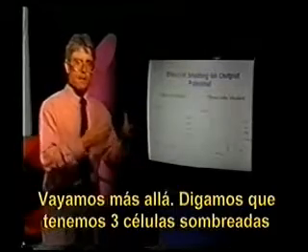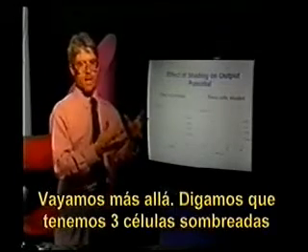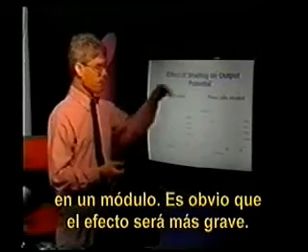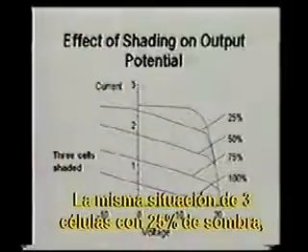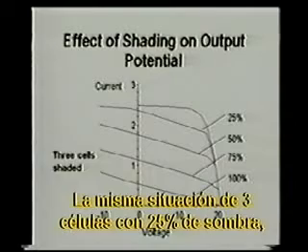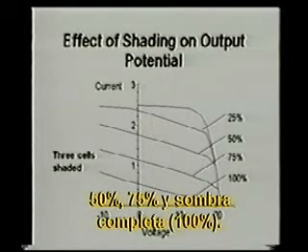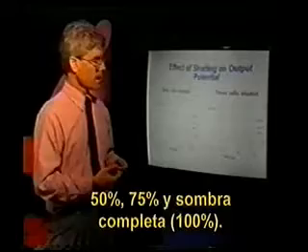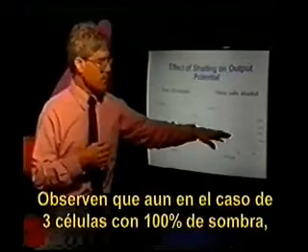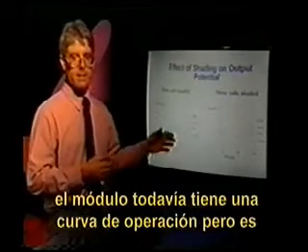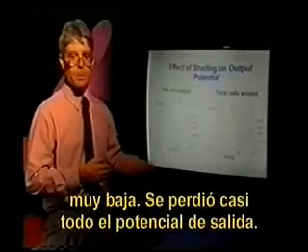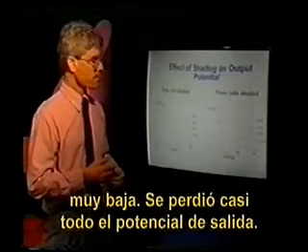Let's go even further. Let's say we had 3 cells shaded in one module. Well, obviously, the effect is even more dramatic. We can look at 3 cells, 25% shaded, 50%, 75%, and 3 cells completely 100% shaded. Notice now again that even in the case of 3 cells, 100% shaded, the module still has an operating curve, but it's pretty low. Most all of our output potential has been lost.